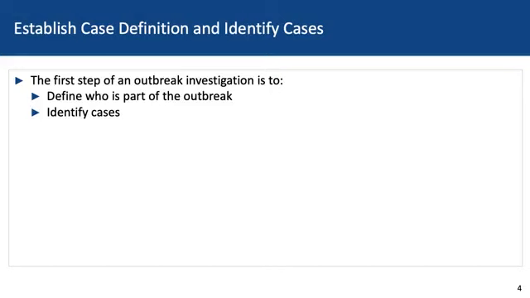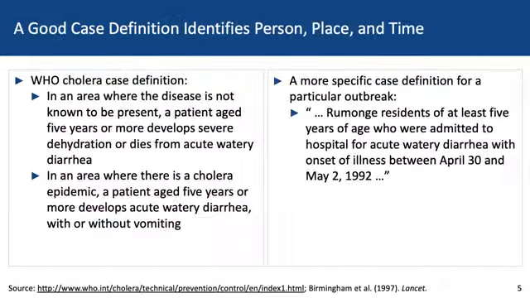So the first step in an outbreak investigation is to define who is part of the outbreak and identify cases. And the basis of doing this is the case definition. A good case definition identifies people involved in the outbreak by person, place, and time. For example, the WHO case definition for cholera says in an area where the disease is not known to be present, a patient aged 5 years or more who develops severe dehydration or dies from acute watery diarrhea is a probable cholera case. And in an area where there is a cholera epidemic, a patient aged 5 years or more who develops acute watery diarrhea with or without vomiting is a probable cholera case.